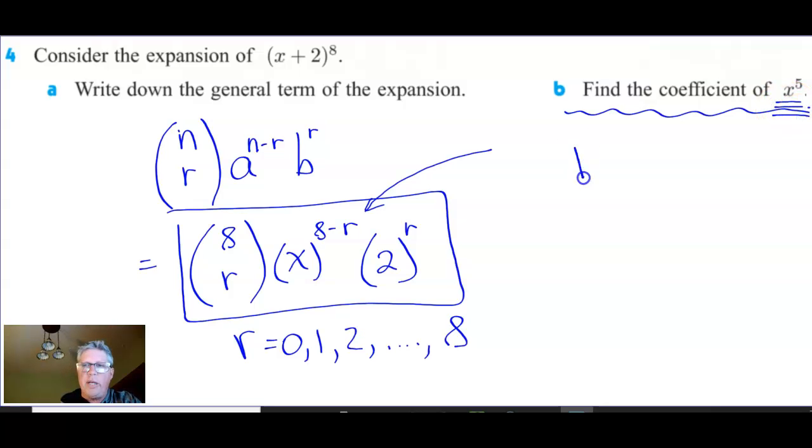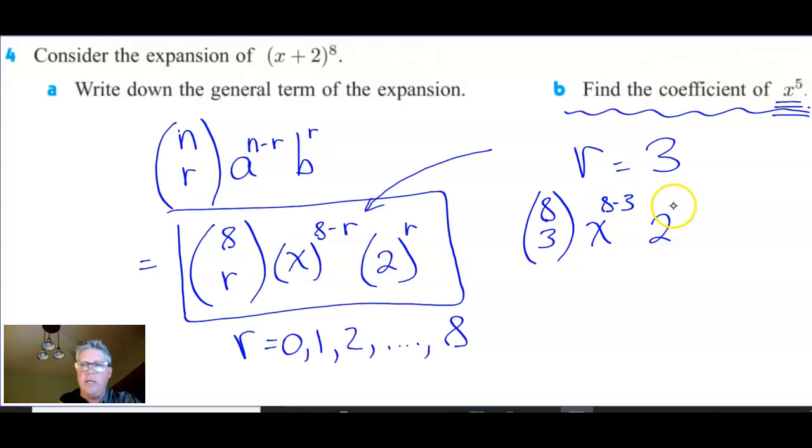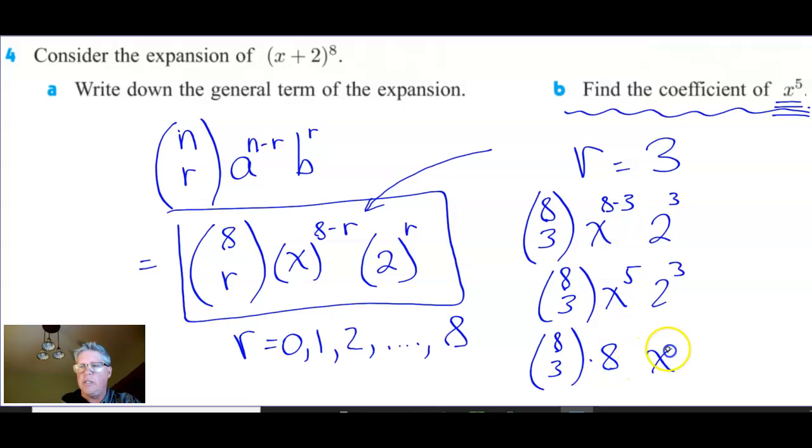Well, I hope you recognize that when r is equal to 3, that is going to give me that x to the 5th. So 8 choose 3, x to the 8 minus 3, 2 to the 3rd. So 8 choose 3, x to the 5th, 2 cubed. Maybe we finish this with 8 choose 3 times 8, x to the 5th. So right here is the coefficient.